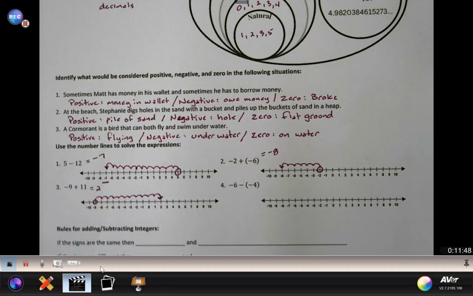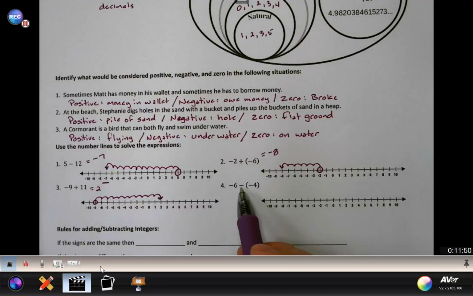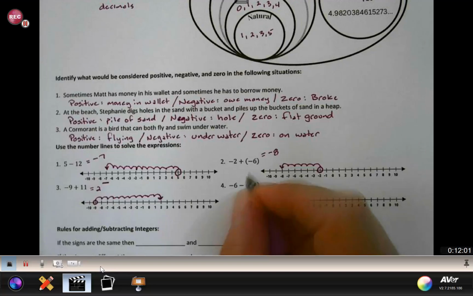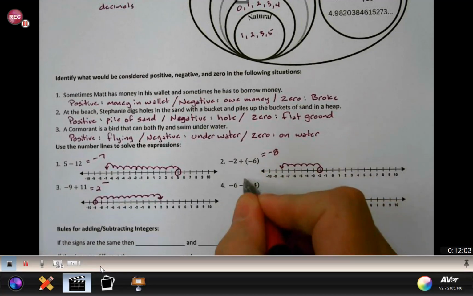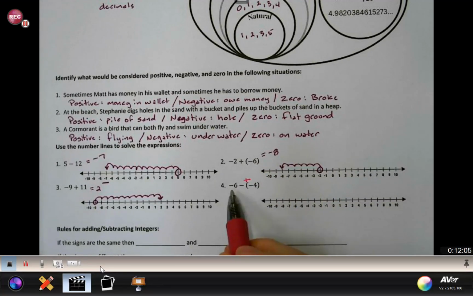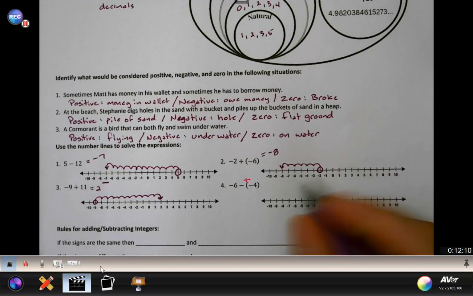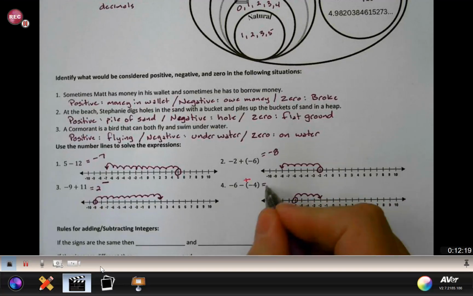Sorry. Last one, negative 6 minus negative 4. So this means negative 6, that's where we start, and we're going to do the opposite of negative 4. Well, what's the opposite of negative 4? That means we are going to add 4. So this is actually negative 6 plus 4 right here. So negative 6, and we're going to add 4. 1, 2, 3, 4. We get negative 2.